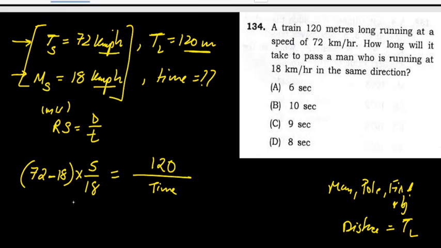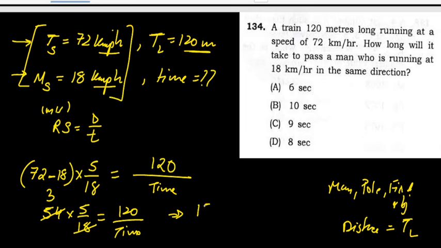So 72 minus 18 gives 54, into 5 by 18, equal to 120 divided by the time which you want to find. If I cancel 18 and 54, 18 into 3 is 54, so 3 fives are 15. We are getting 15 on this side, and this side is 120 divided by the time.